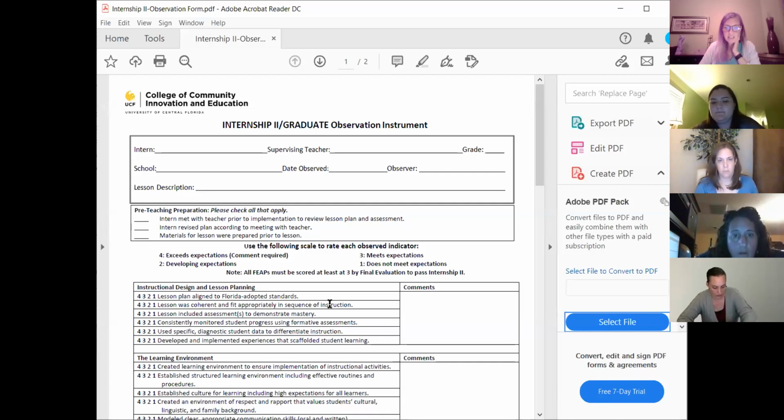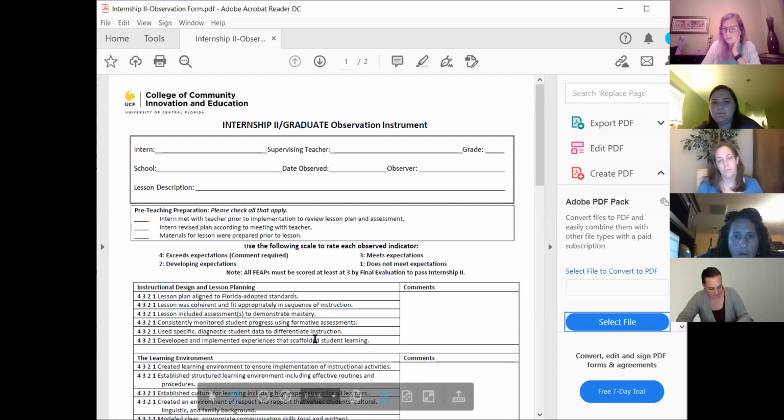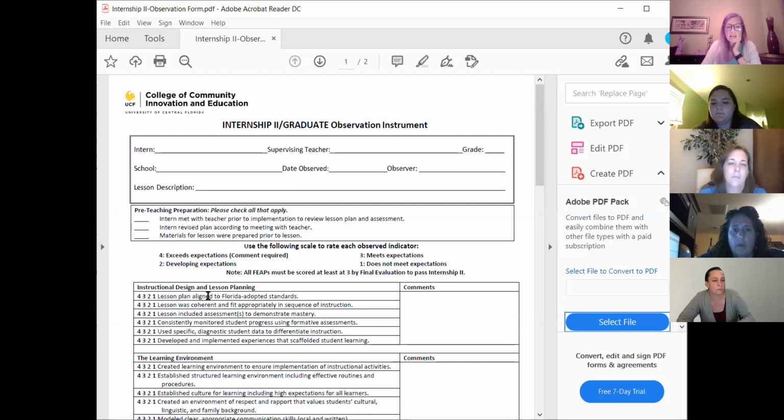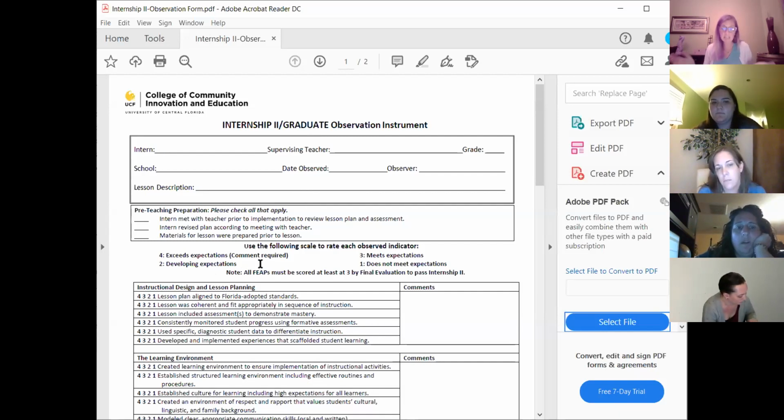So I've sent this to you, I've sent this to your supervising teacher. So it's just going to be a digitized version of this, but it will say the exact same thing, 4321 rating scale, and it tells you what each means. A 4 exceeds expectations, and there must be a comment required. So if you do a stellar job in one of these sections, that's great, but there has to be some sort of comment written next to it. It's especially important in the midpoint and final evaluation, but also on these as well.